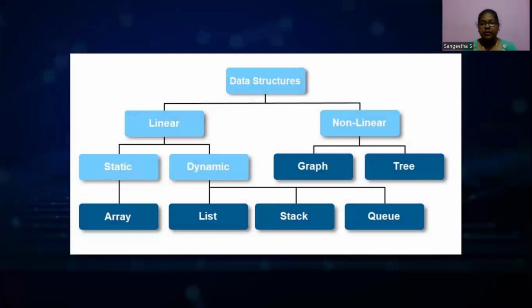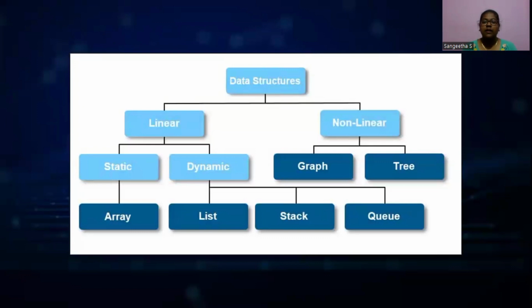There are two types of data structures, linear data structures and non-linear data structures. What is a linear data structure? One where the data are stored in a sequential order. The types of linear data structures are static and dynamic. In static, the example is array, and in dynamic, it is list, stack, and queue.